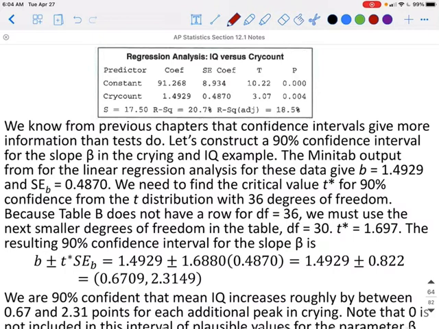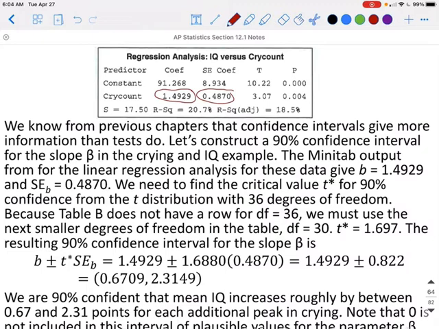So this is our same printout that we had before. We know from previous chapters that confidence intervals give more information than tests do. Let's construct a 90% confidence interval for the slope beta in the crying and IQ example. The Minitab output from the linear regression analysis for these data gives us that our b value is 1.4929 and the SE sub b is 0.4870.